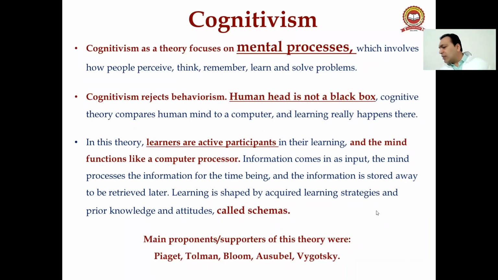So cognitivism theory says that the human mind is like a computer. What happens in a computer? Do you know how the computer works? First, we enter the data into the computer, right? With the help of a keyboard and mouse. Inside there is a processor. The processor is processing your information, whatever data you have given to the computer. After the processing, you see the output on the screen, right? Similarly, the human mind takes the input, processes inside the mind and gives the answer, right? So this theory compares the human mind to a computer and learning really happens there, right?